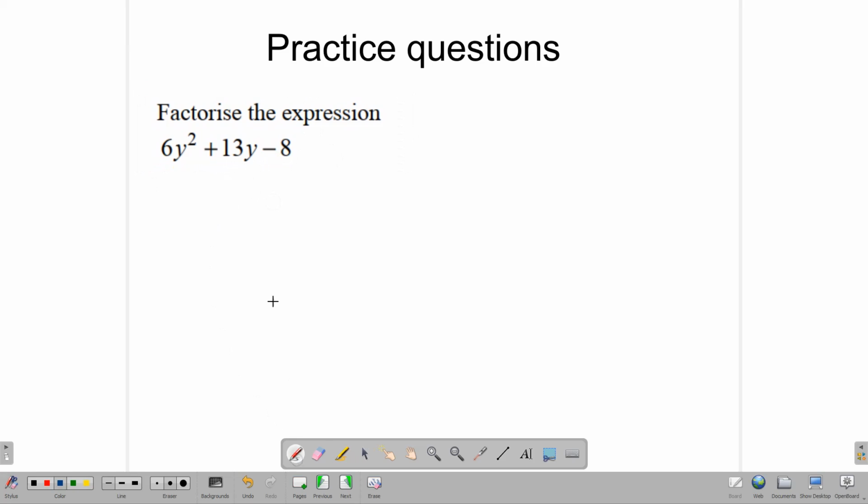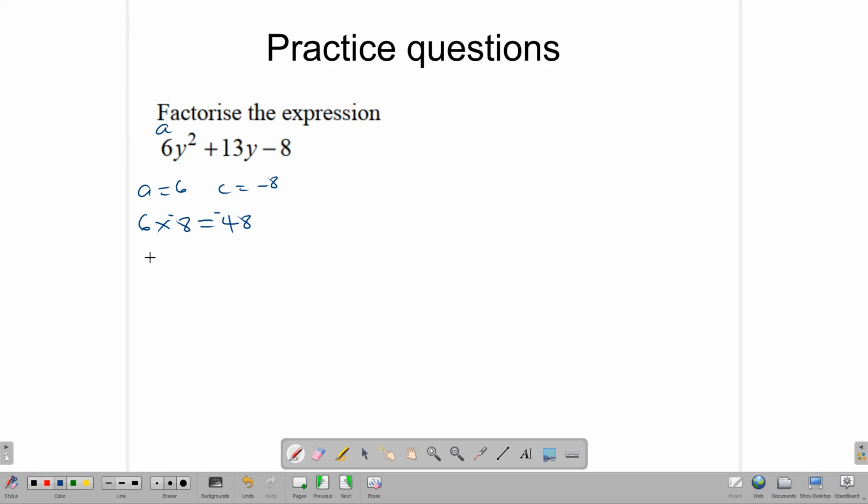And so remember now, our a is 6 and our c is minus 8. And so we're going to multiply 6 times 8. I'm just going to ignore the minus for a moment. 6 times 8 gives us 48. All right, let me put the minus there. So it's negative 48. Now, what other pairs of numbers multiply to give you 48?